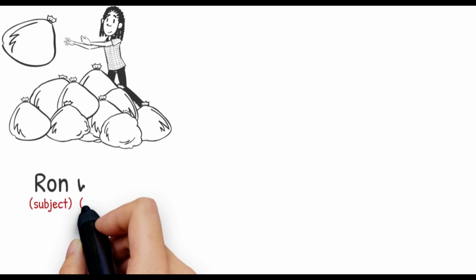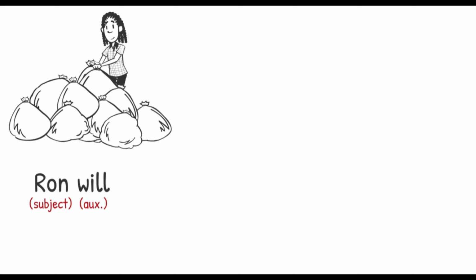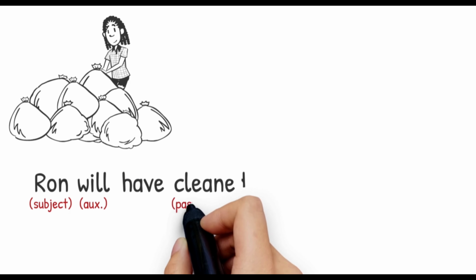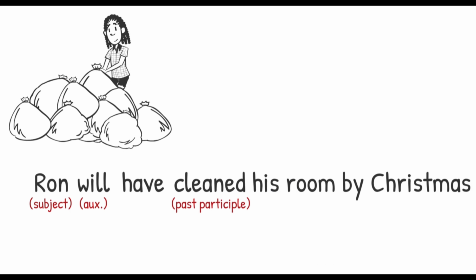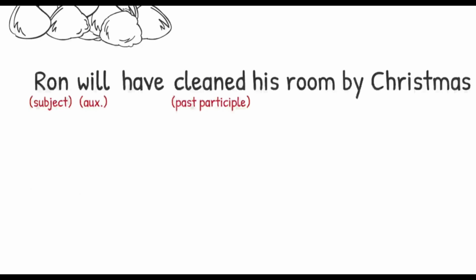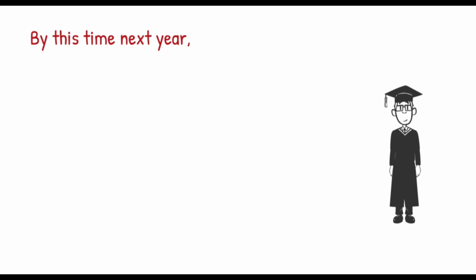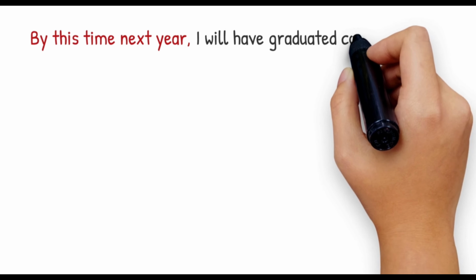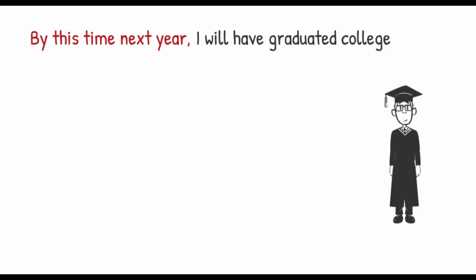Subject, followed by the auxiliary verb will, plus have, plus past participle of the verb. For example, by this time next year, I will have graduated college. Subject I is followed by will, followed by have, and past participle of the verb graduate.